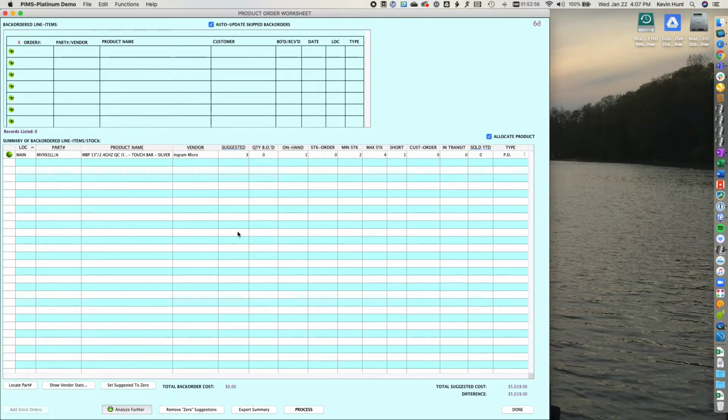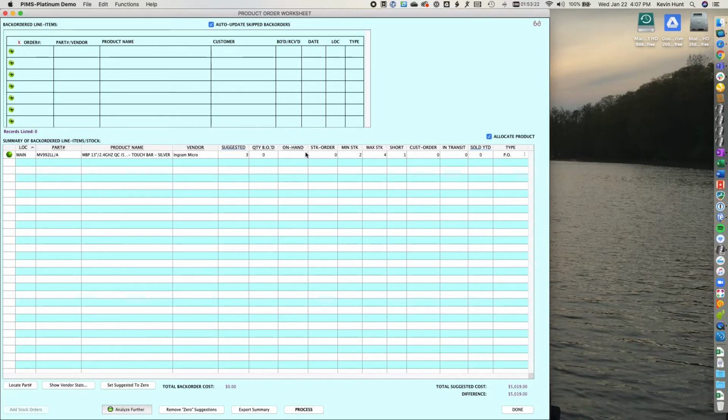Now if we look, it's telling me, this is the part code we were looking at, it's telling me we need to order 3 because we have 1 on hand, we have 2 as our minimum stock, 4 as our maximum stock. Now it's telling us we're short 1 because we are 1 below our minimum, so we are short 1. But it's telling us to order 3 because it's going to take the 3 we order, combine it with what we have on hand to get back up to our maximum.